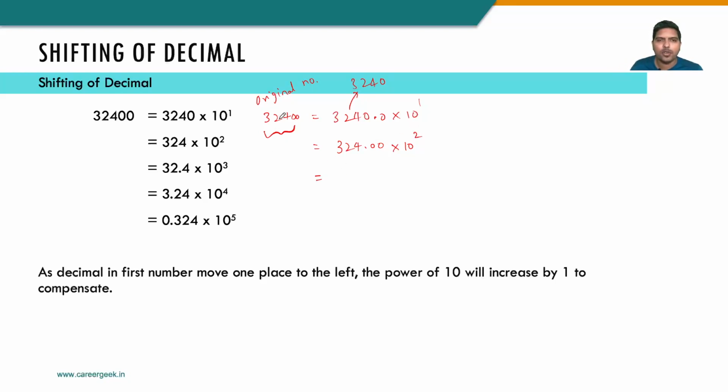Same as you can see, if you want to take decimal 3 places to the left, 32.400 into 10 power 3, and so on and so forth. Now you can see decimal places is introduced 5 places to the left. Okay, so 10 power 5 and so on. So that's what is written here. As decimal in the first number moves 1 place to the left, the power of 10 will increase by 1 to compensate. Okay, I hope this concept of shifting the decimal is clear.